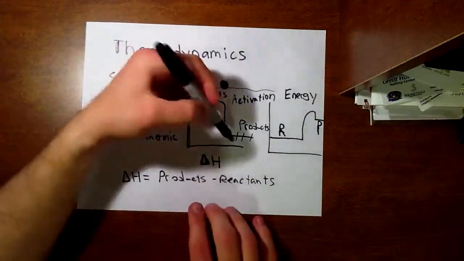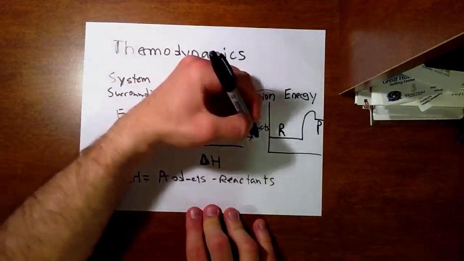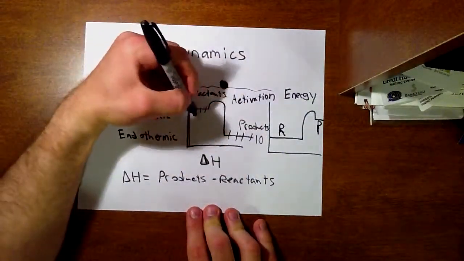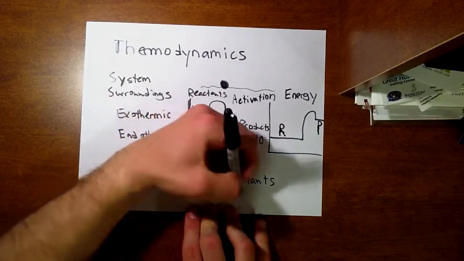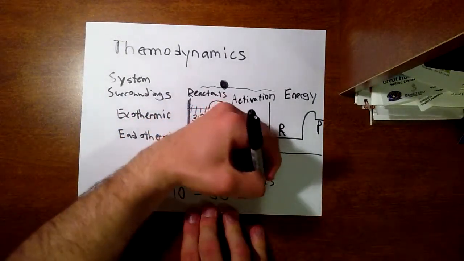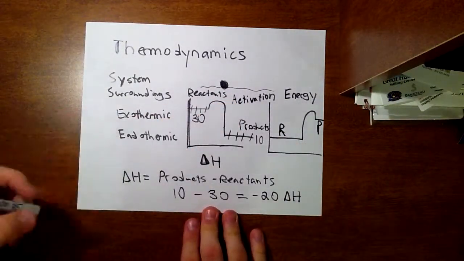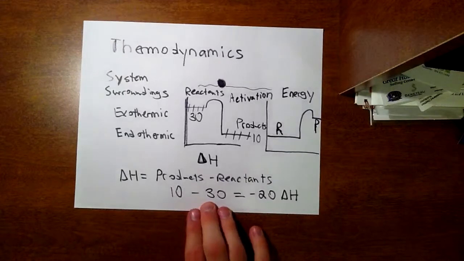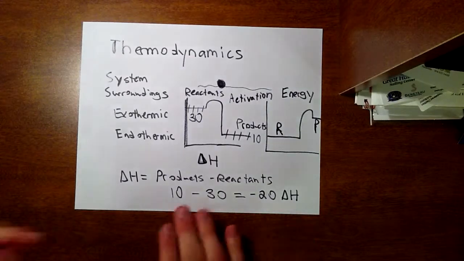And if your products are lower than your reactants, let's just give them an arbitrary value of 10 versus 30 over here. Well, if you're going to be subtracting 10 minus 30, you're going to get a negative number. And so that's why your delta H is negative in an exothermic. So if you'd like to remember that, you can, but it's easier for me to understand these things intuitively rather than simply memorizing these facts.